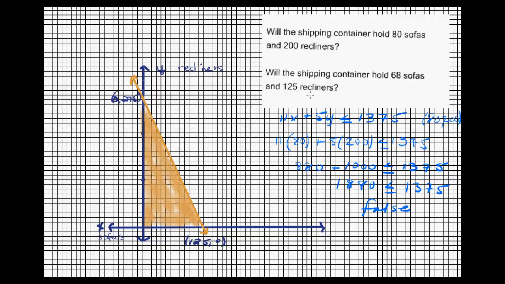Let's go ahead now and solve our second question. Will the shipping container hold 68 sofas and 125 recliners? Let's work through that one. 68 and 125. Let's plug that into our inequality. 11 times 68 is 748, plus 5 times 125 is 625.